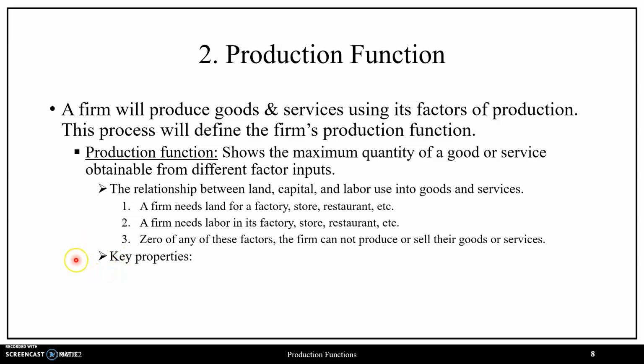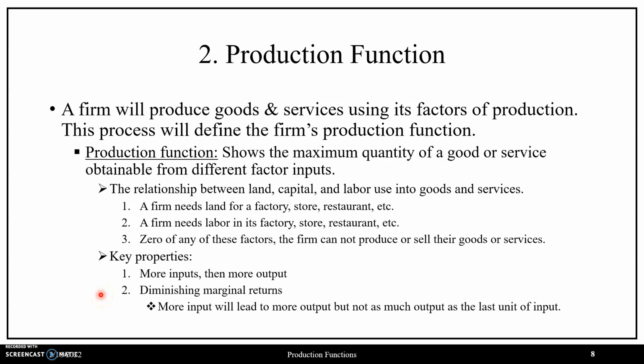In terms of our production function, key properties that we'll notice will be that more inputs mean more output, and diminishing marginal returns. We observed that these are similar to the properties that we observed with utility: more is better, and diminishing marginal utility. Diminishing marginal returns just means that more input will lead to more output, but not as much output as the last unit of input, similar to what we saw with diminishing marginal utility as well.